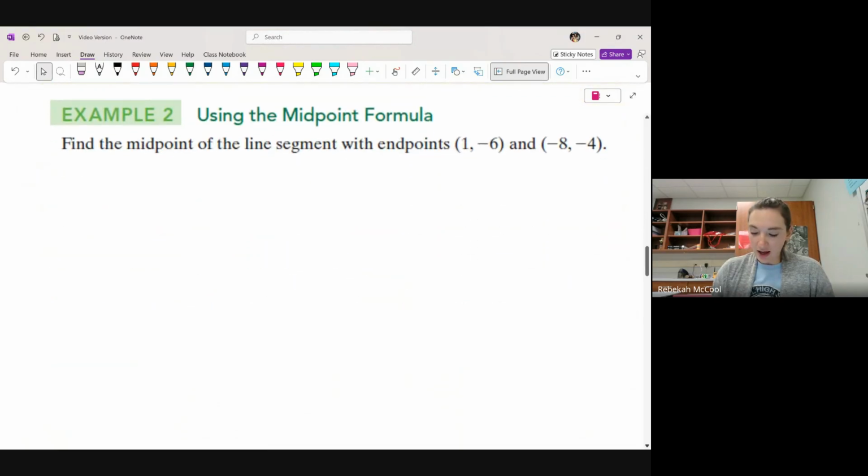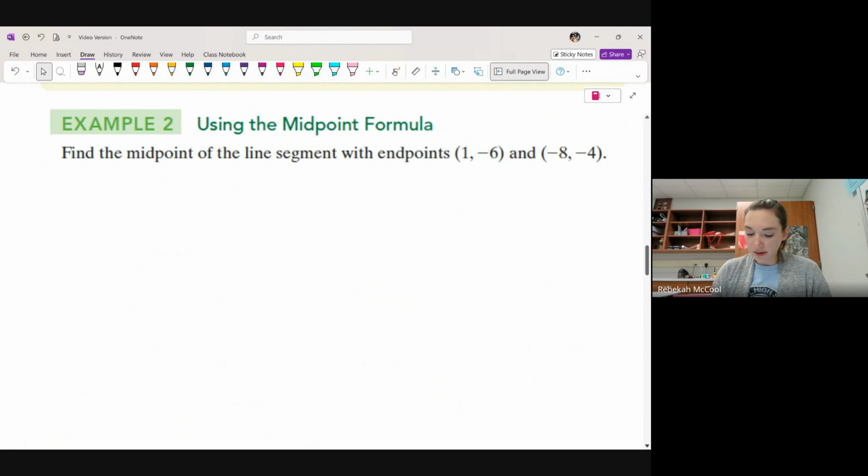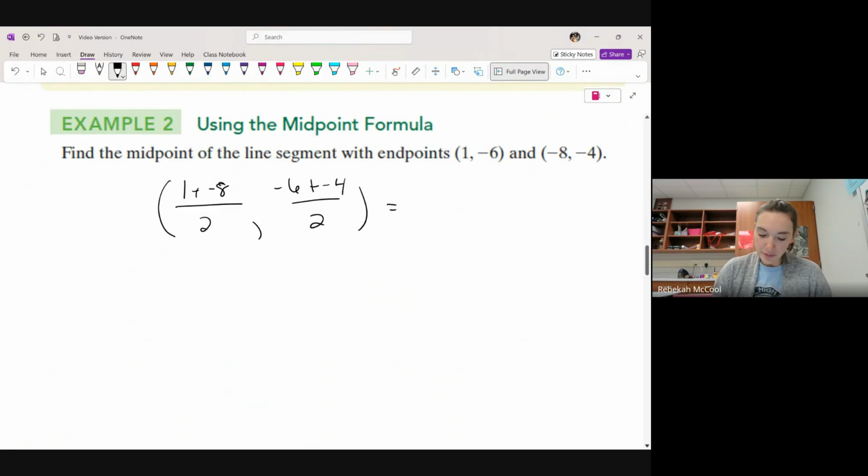So let's say we have these 2 points as endpoints for a segment. To find the midpoint, we're going to add together the x's, 1 plus -8 over 2. We're going to add together the y's, -6 plus -4 divided by 2. 1 plus -8 is -7. We cannot divide that evenly, so we just leave it as a fraction of -7 over 2. -6 plus -4 is -10. Divide that by 2, we get -5.